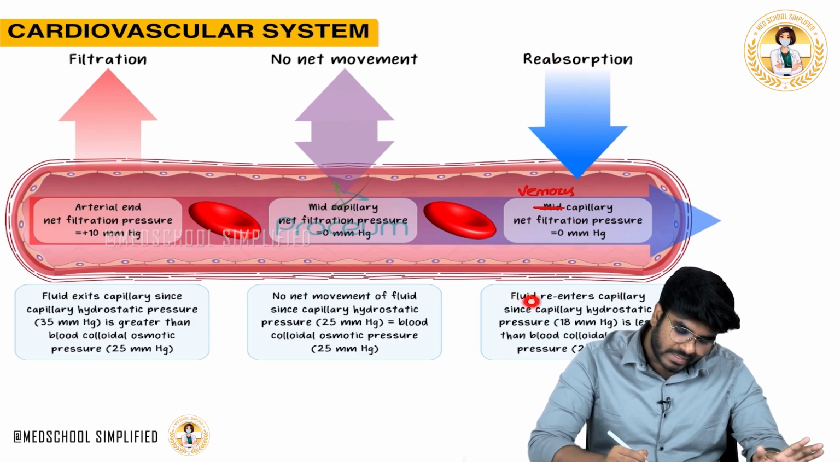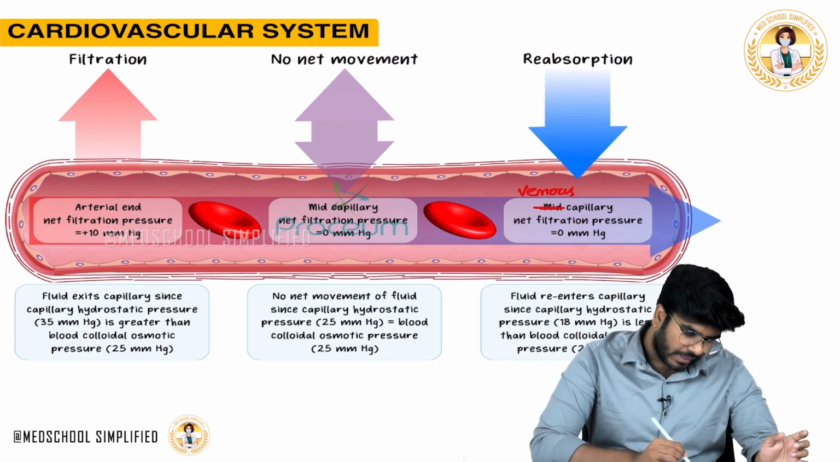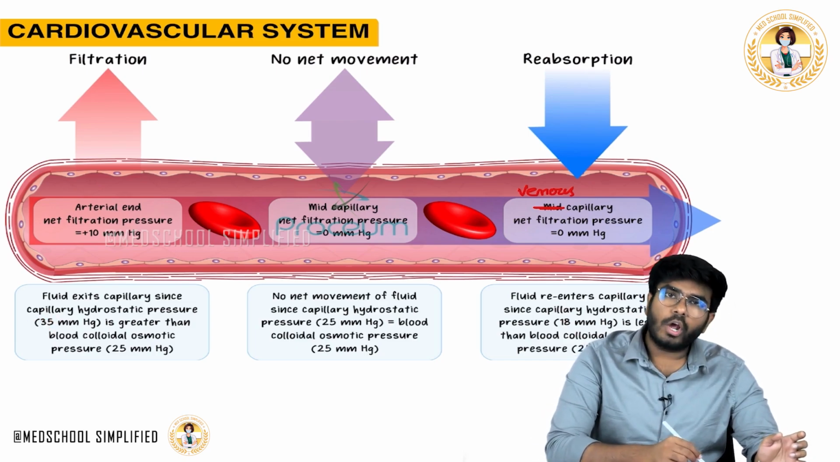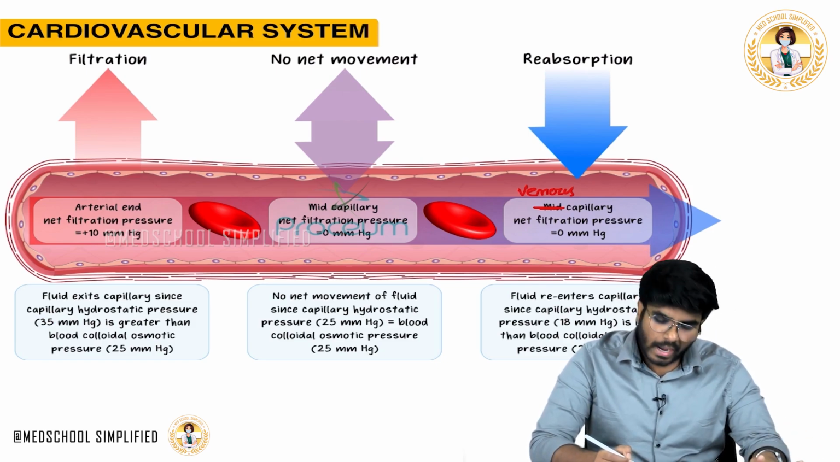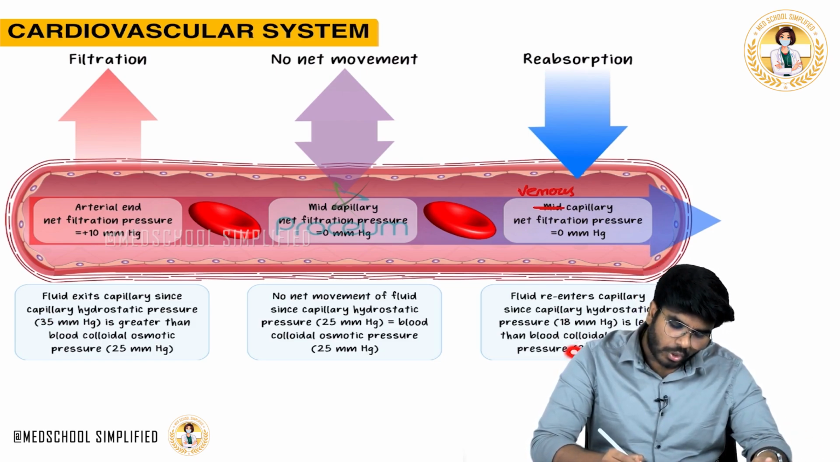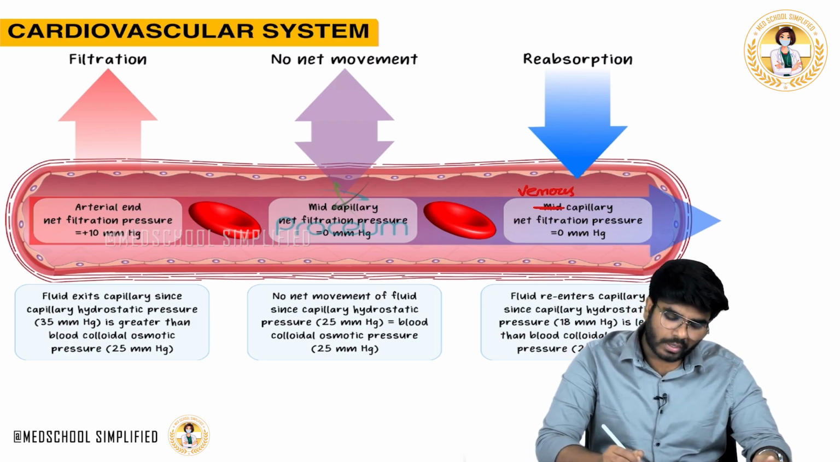Because the fluid re-enters into the capillary. Since the capillary hydrostatic pressure, how much is the capillary hydrostatic pressure? The capillary hydrostatic pressure is just now 18. In the beginning it is 35. Fluid gone out. So what happens to the hydrostatic pressure? It became 18 only. And what about the colloidal osmotic pressure? The colloidal osmotic pressure is now 25. Okay, who is more? The colloidal osmotic pressure is more than the hydrostatic pressure.